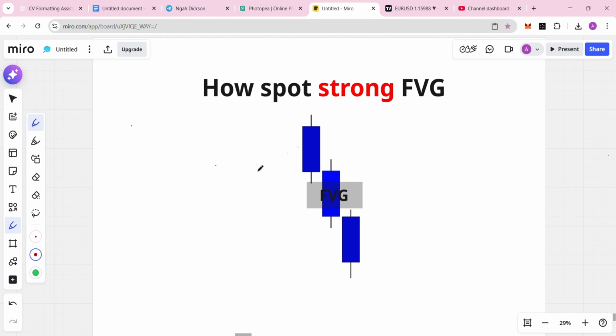So basically, a fair value gap is an imbalance within a price chart. You understand? It is an imbalance. Why is it an imbalance? It is an imbalance because the wick of this first candle and the third candle does not overlap. This happens when there is a huge order from the buyer or from the seller.